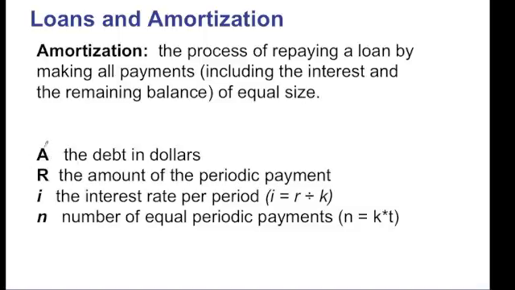A is the debt you owe in dollars. R is the amount of the periodic payment, often monthly payments. I is the interest rate per period, so it still equals the annual rate divided by the number of compounding periods. And N is the number of equal monthly payments, so N equals K times T. So K, how often you're paying, times T, the number of years.